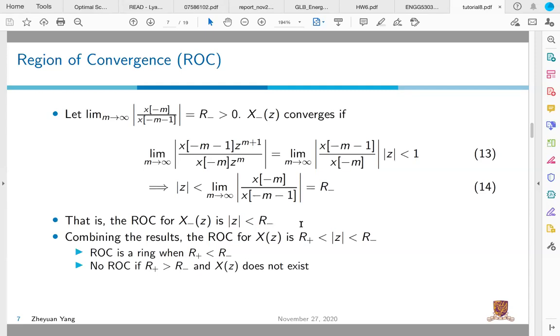When we combine these results, the ROC for X(z) is that the magnitude of z should be greater than R plus but smaller than R minus. So when R plus is smaller than R minus, the ROC is a ring. But when R plus is greater than R minus, there will not be an ROC and X(z) will not exist.